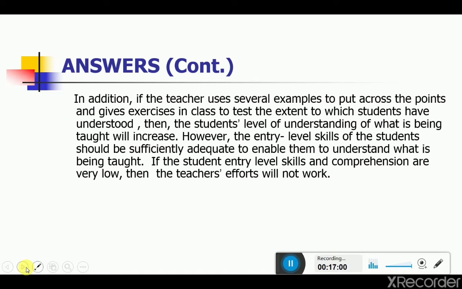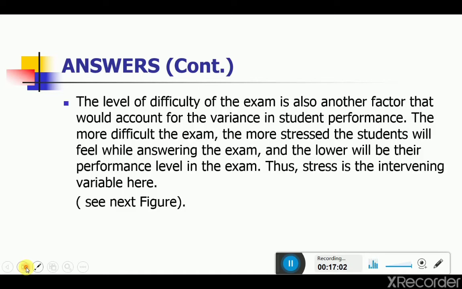So the net result will be 0. The level of difficulty of the exam is also another factor that would account for the variation in student performance. Therefore, the more difficult the exam, the more stress the students will feel while answering the exam and the lower will be their performance in the exam. Thus stress is the intervening variable. In the theoretical framework, I explain different possibilities.